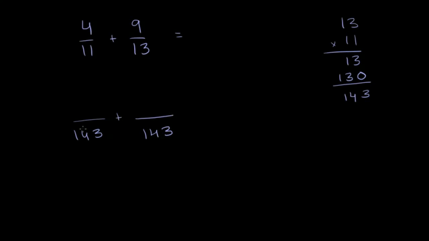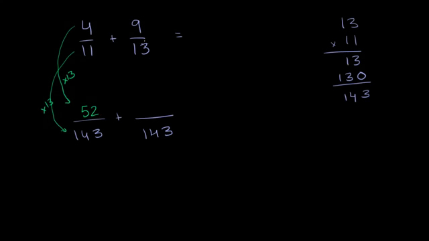And to go from 4/11 to something over 143, we multiplied the 11 times 13. Or we multiplied the denominator times 13. So we're going to have to multiply the numerator times 13 as well. And 4 times 13, let's see, 4 times 10 is 40. 4 times 3 is 12, so it gives us 52. And you can work that out by hand if you like. 4 times 13 is 52.